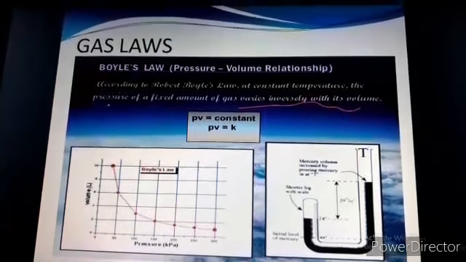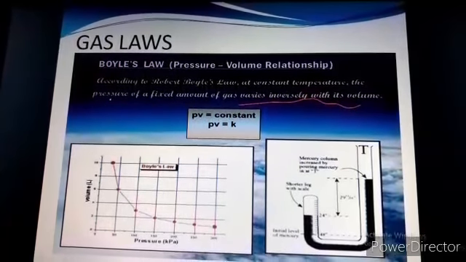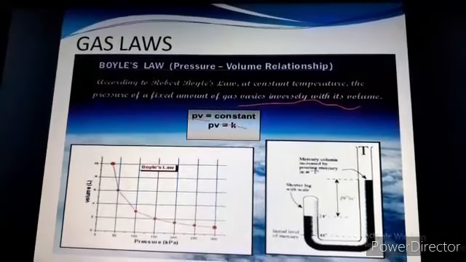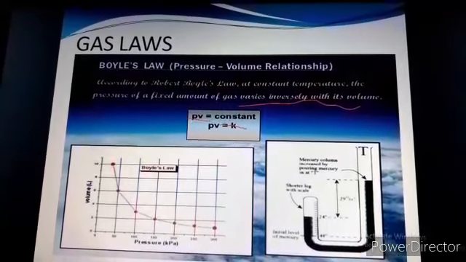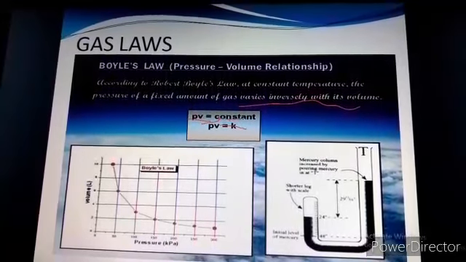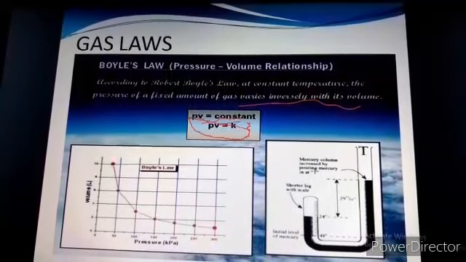So it means pressure is inversely proportional to the volume of gas, or P is inversely proportional to 1/V. So V comes on the right-hand side, and PV is equal to constant, or PV is equal to K.